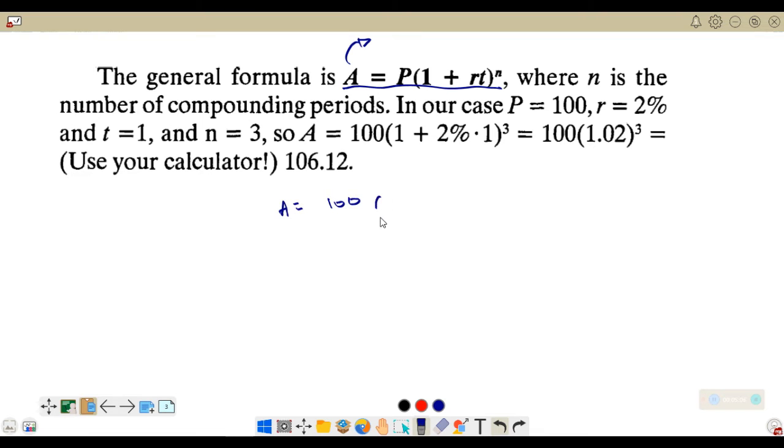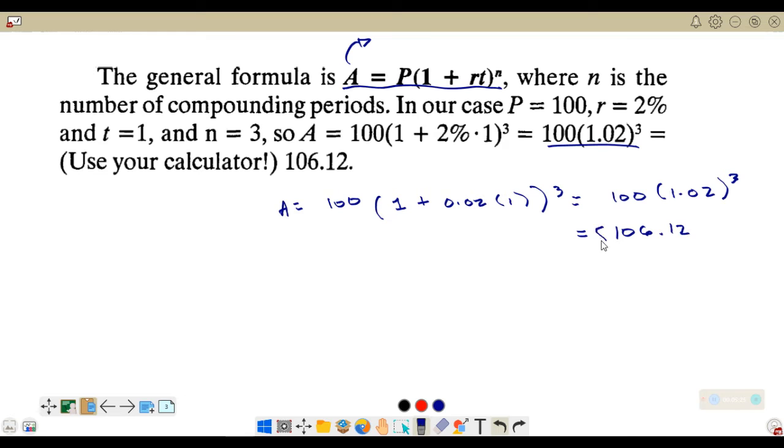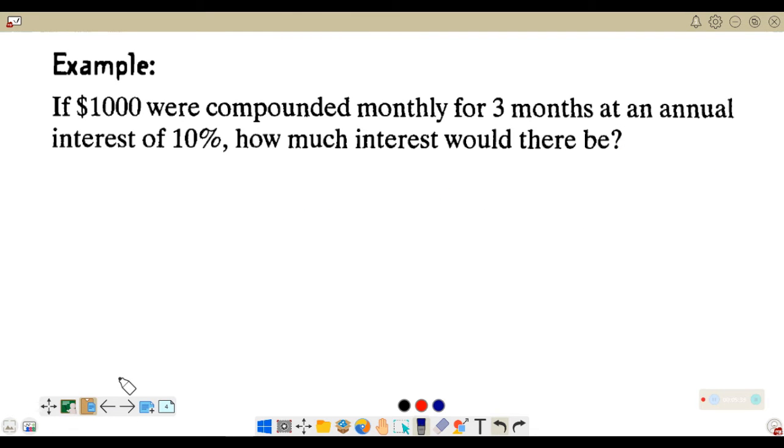Although, nandito na rin siya. Times 1 plus 2%, that is 0.02, times 1.02 raised to the power of 3, you will get 100 times 1.02 raised to the power of 3. And if you will use your calculator to solve for this, you will eventually arrive at 106.12. And of course, don't forget your currency, which is in dollars. Okay? Okay, so I hope I was able to make it clear.